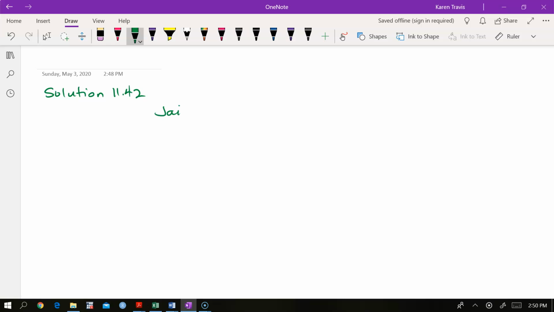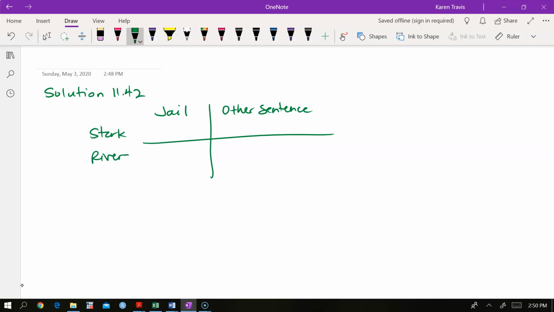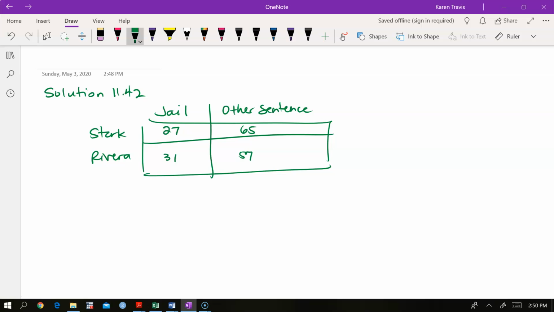So here's jail versus another sentence, something like community service or something. And then here's the two judges. Stark is one judge and Rivera is the other judge. And here's the set of outcomes: 27 here, 31 here, 65 here, and 57 here.